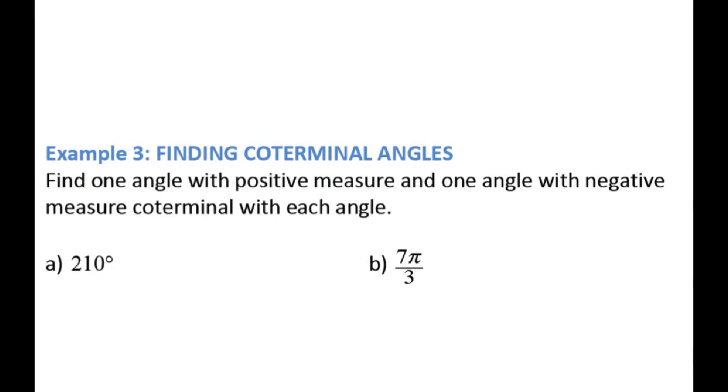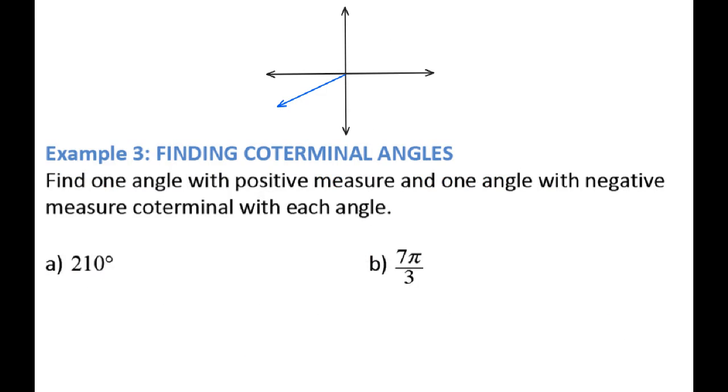For this last example, we are looking at coterminal angles. Coterminal angles are angles that share the same terminal side. So for instance, I'm going to go ahead and graph the 210 degrees. 210 degrees is positive, so you're moving in the counterclockwise motion. It's between 180 and 270, so we'll say 210 is about right there.